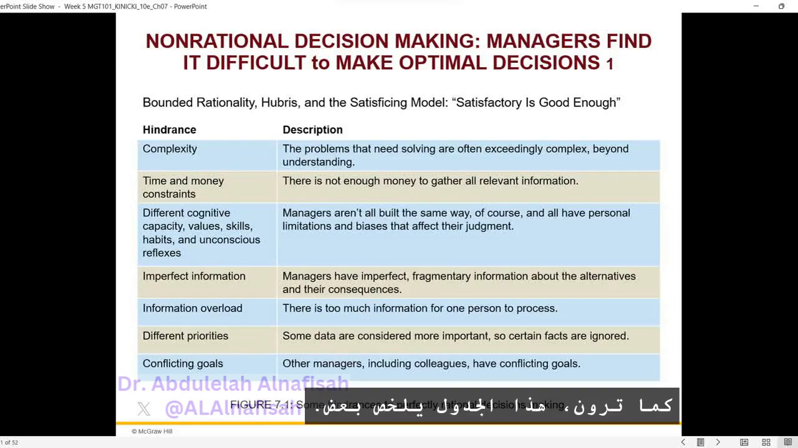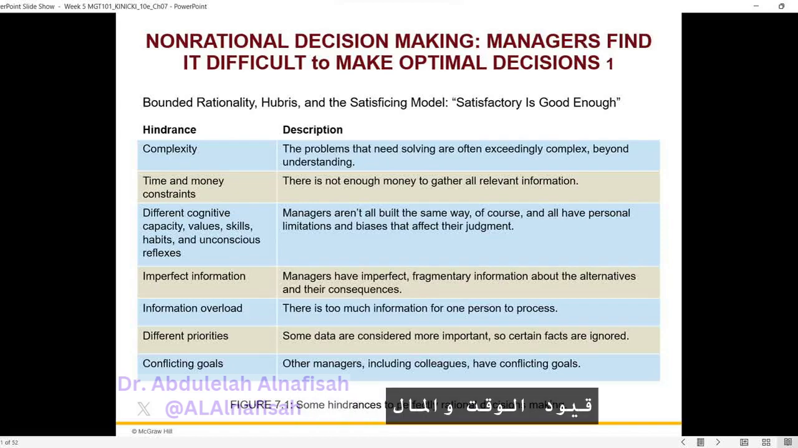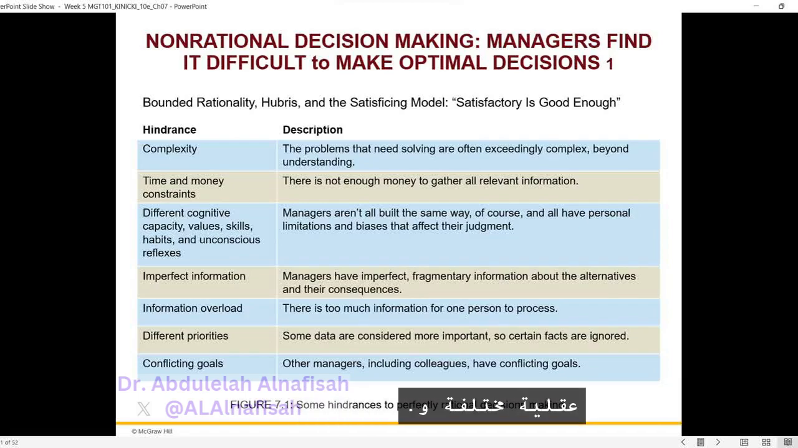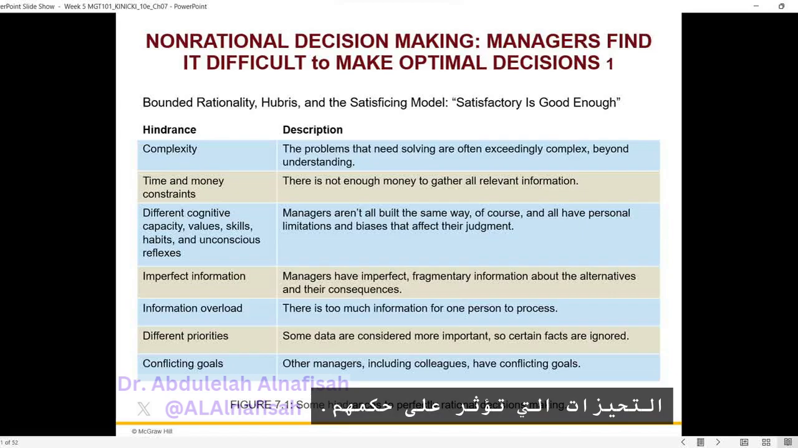As you see, this table summarizes some of the common obstacles that can hinder effective decision-making in organizations. It lists 7 types of hindrances and their descriptions, such as complexity. Problems can be too complex and hard to understand. Time and money constraints. There may not be enough resources to gather all the relevant information. Different cognitive capacity, values, skills, habits, and unconscious reflexes. Managers may have different mental abilities and biases that affect their judgment.